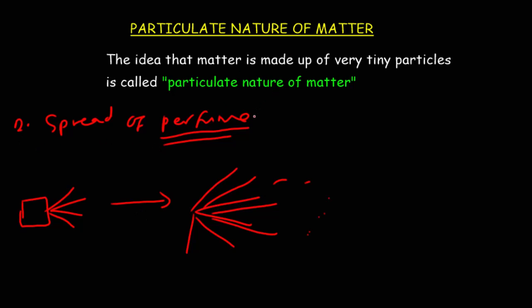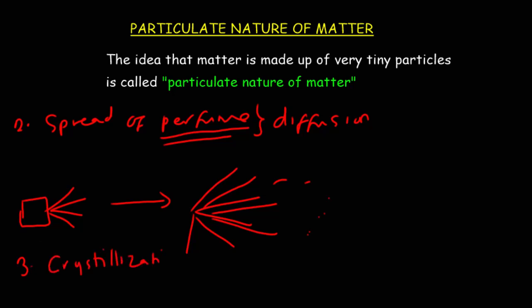So that is the second evidence of particulate nature of matter. Remember that this concept also falls under diffusion, because diffusion is the spread of a substance uniformly through an available space. So actually, diffusion is one of the evidences of particulate nature of matter.